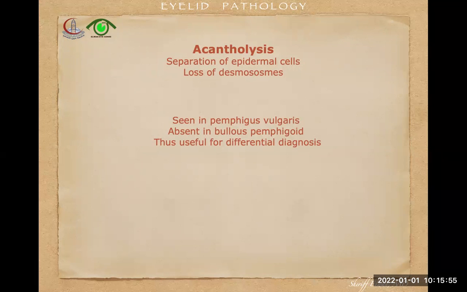So in cicatricial ocular pemphigoid, if it affects the skin, there is absence of acantholysis, and this is a constant finding in pemphigus vulgaris to differentiate both.